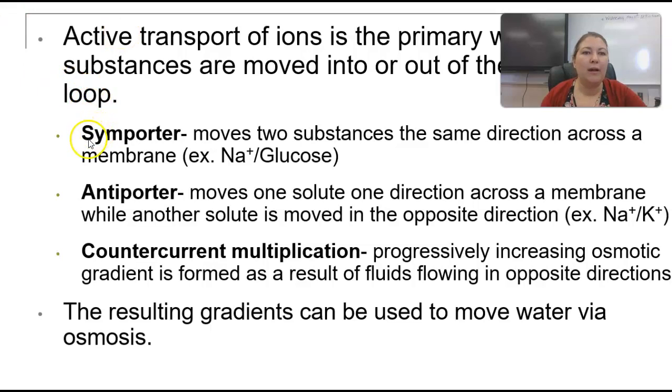So the three specific types of active transport systems found in the nephron loop are first going to be the symporter. So the prefix sym means same. So in a symporter, two substances are being pumped in the same direction. So our example here is sodium ions and glucose. That is a very common pump. Both of these are very important to the functioning of your body, and they are substances we do not want to excrete. We always want to keep them in because they can be reused and recycled.